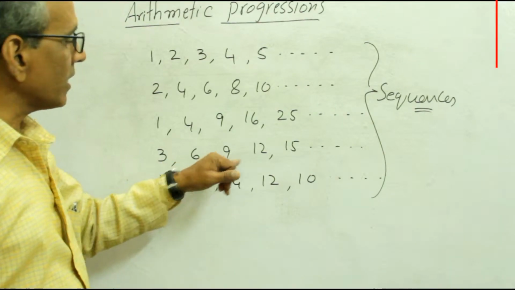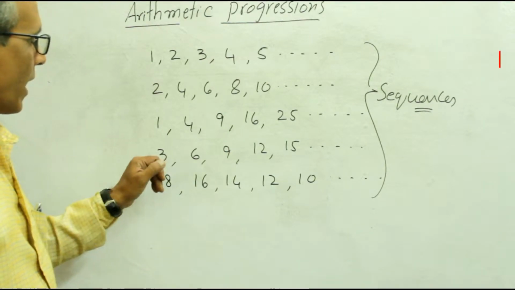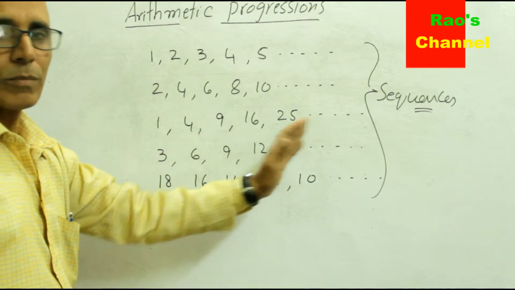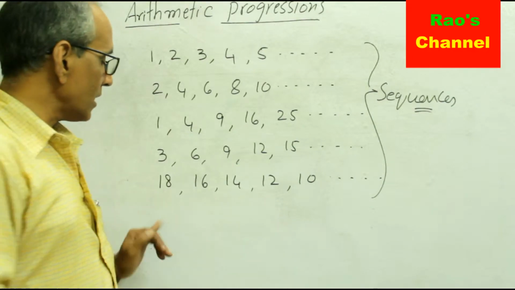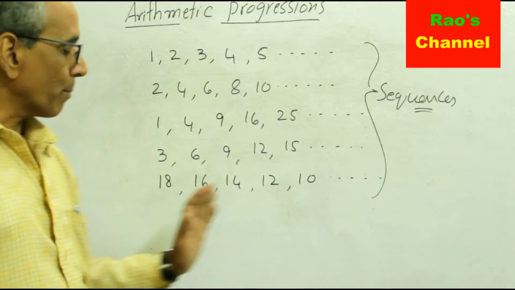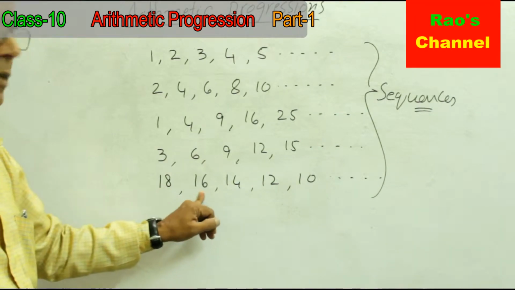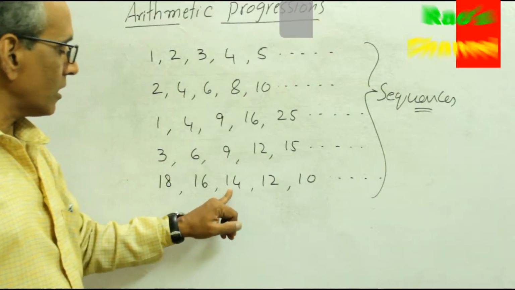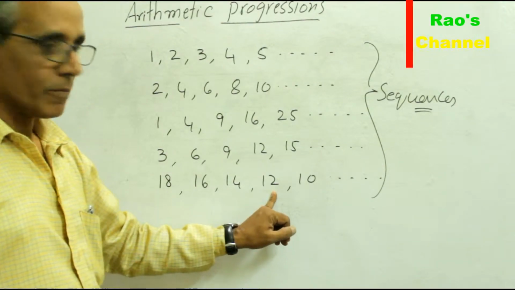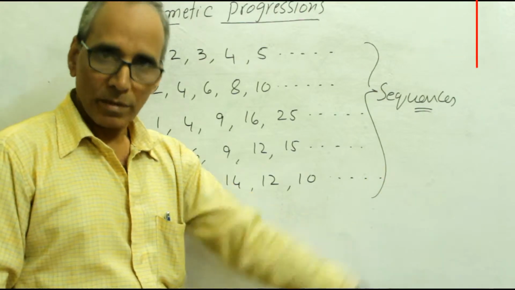And 3, 6, 9, 12, 15, these are the multiples of 3. So every time by adding 3 I get the next successive multiple. And whereas here 18, 16, 14, 12, 10, I get the next number by decreasing the same value every time. See, 18 is decreased by 2 to get 16, and 14 is decreased by 2 to get 12, and 10 is to be decreased by 2 to get the next numbers.